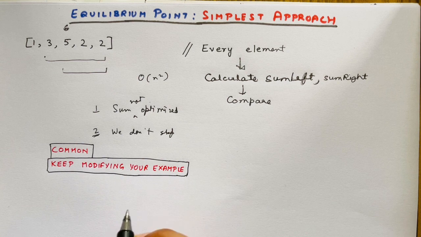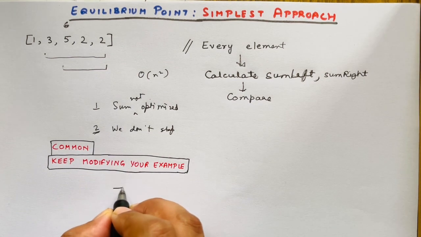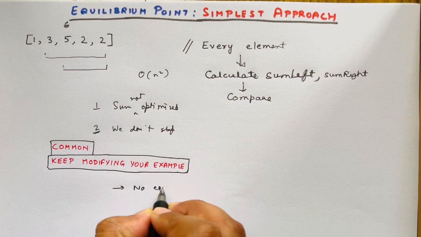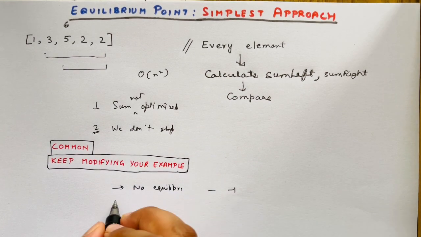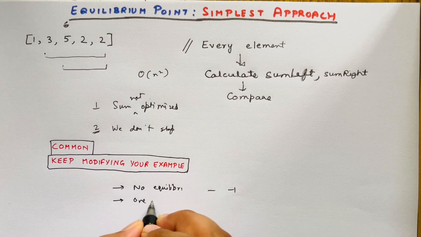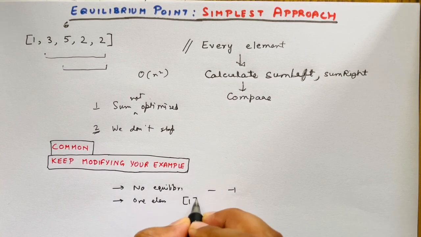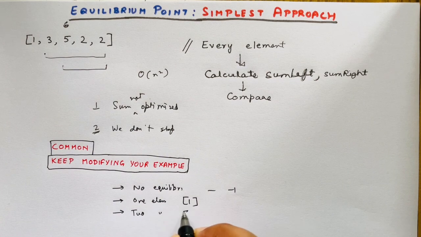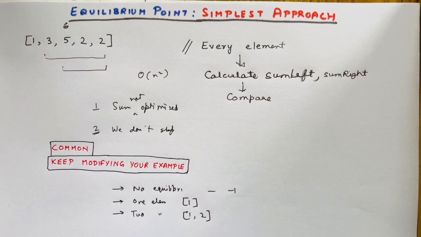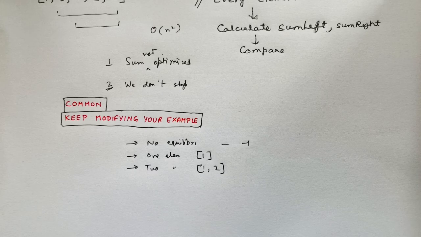Therefore, edge cases here can be, for example, what if there is no equilibrium point? What do we do then? Let's say we return -1 for that. What if there is only one element? For example, array is this. Then will this be considered an equilibrium point? What if there are two elements? Which of these will be considered as equilibrium points? These are some questions that we will need to clarify with our interviewer.